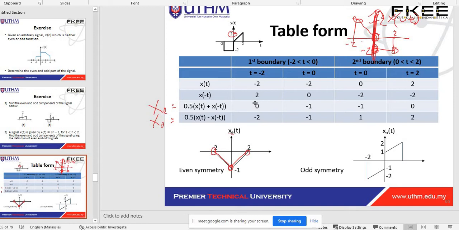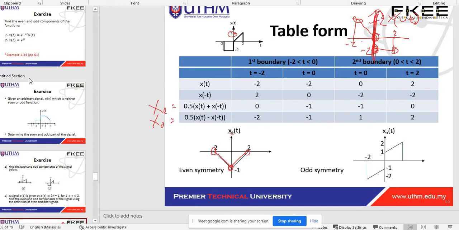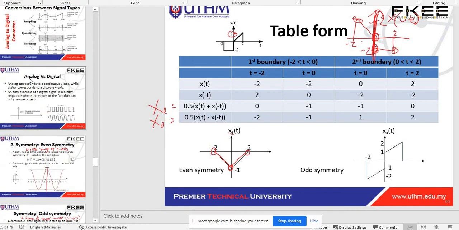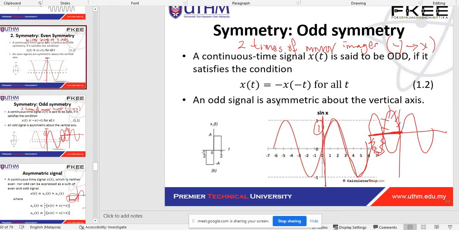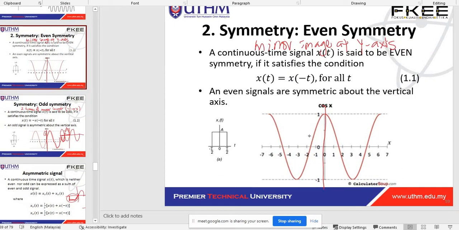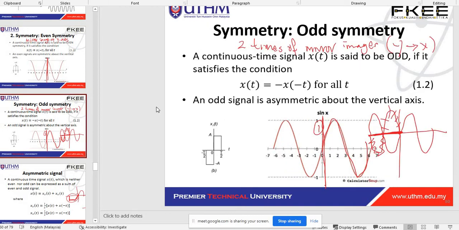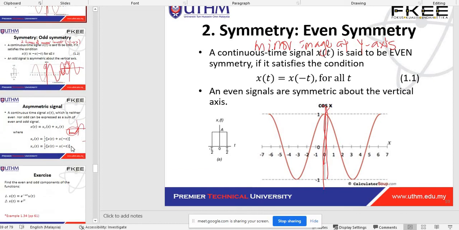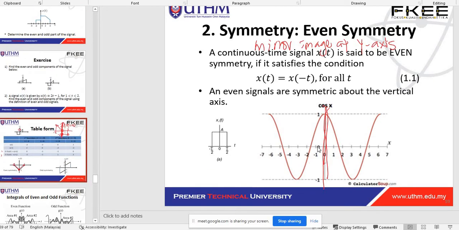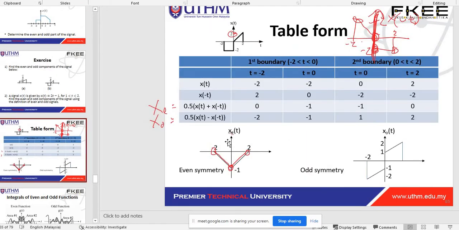Okay, just now I told you you must know the characteristic of the even and odd, right? Okay, for even signal, this is the characteristic. Mirror image at the y-axis, and then for odd signal, okay, we talk about even signal first. Okay, mirror image at the y-axis. Okay, then we go back to your question. Is it mirror image at the y-axis? Is it mirror image at the y-axis?